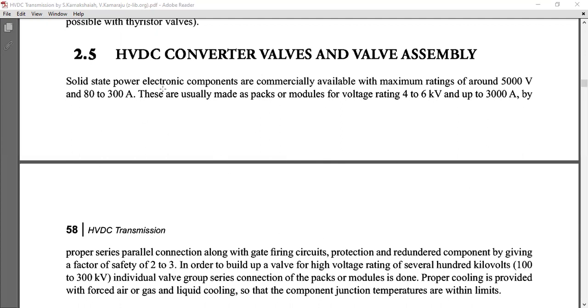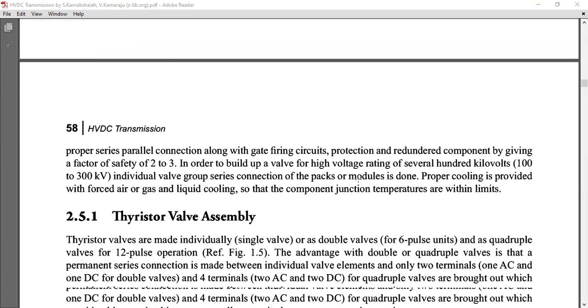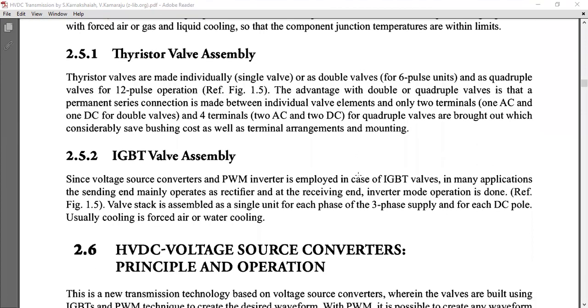The solid state power electronic components are available with maximum ratings of around 5000 volts and a current limit of 80 to 300 amperes. These are used for modules of voltage rating 4 to 6 kV and up to 3000 amperes if you put them in parallel connections. So these are the two types, thyristor valve assembly and IGBT valve assembly. Individual or single valves or double valves are used for 6 pulse, and this is used for PWM inverters.